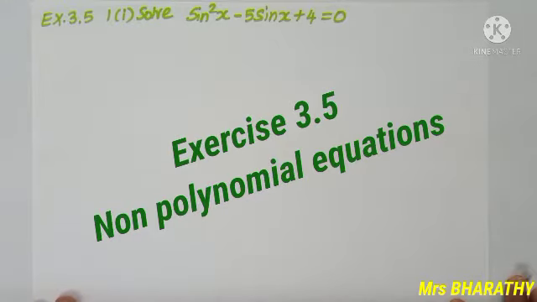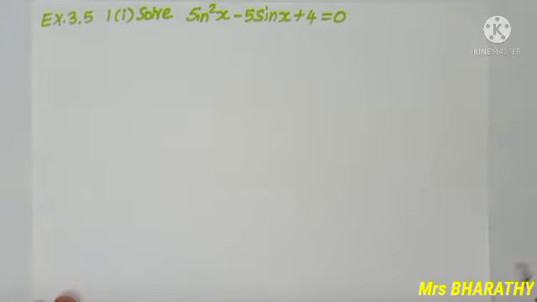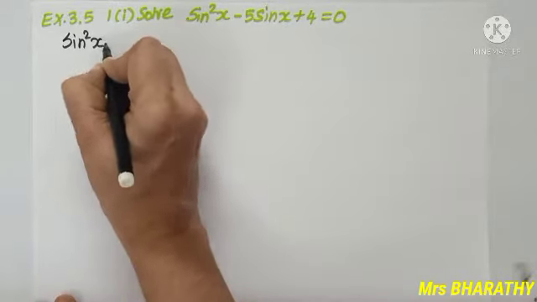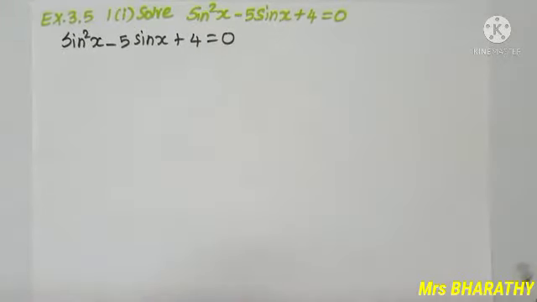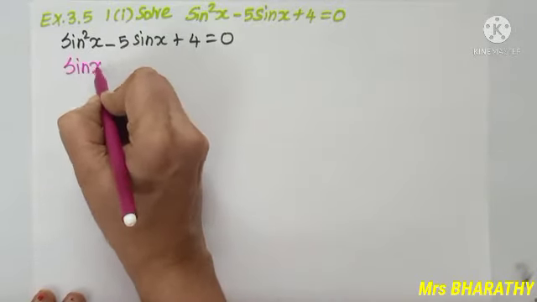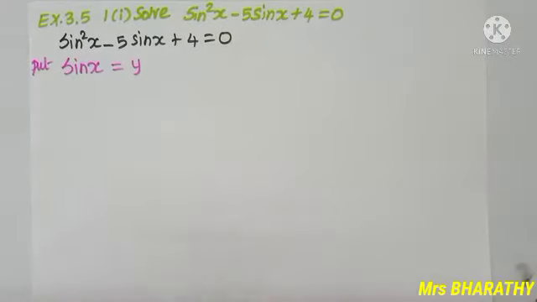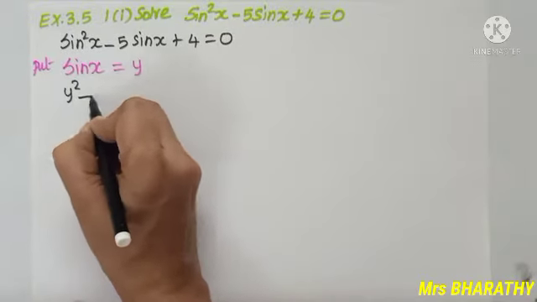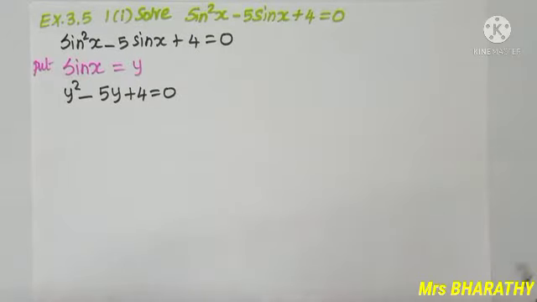Question number 1, subdivision 1, solve. We have a trigonometric equation here: sin square x minus 5 sin x plus 4 equal to 0. To factorize this, let us assume sin x as a new variable, say y. So we are assuming sin x as y. So the given equation becomes y square minus 5y plus 4 equal to 0.